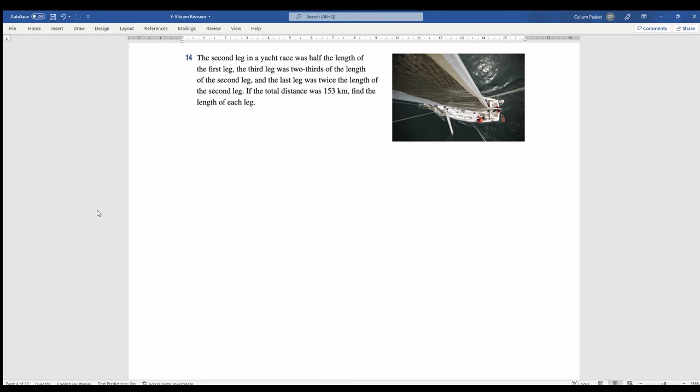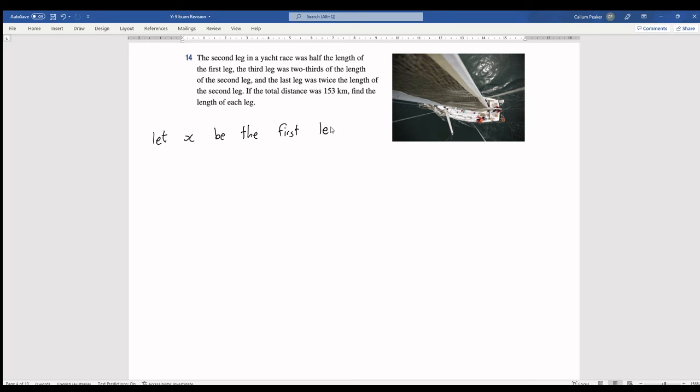Finally, I also wanted to look at question 14 from the exercise, and this was one that we did in class, but I thought it would be useful for me to do it again here, just so that you have some kind of reference and you can see it being done, and that should hopefully help with your revision. So the question says, the second leg in a yacht race was half the length of the first leg. And I'm going to pause there, and I'm actually going to already start writing some things down. So I'm going to say let x be the first leg.